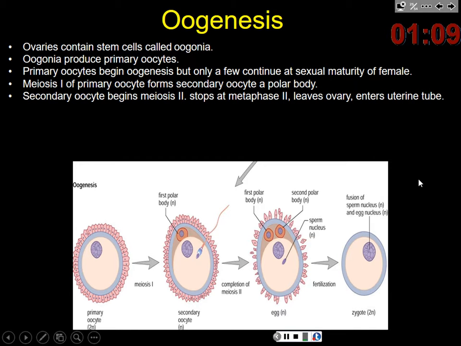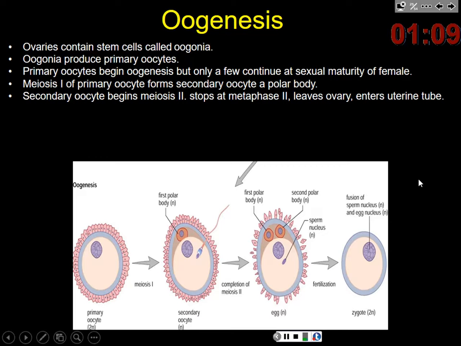The secondary oocyte begins meiosis II, but it stops at metaphase II and is ovulated. So that's when ovulation occurs. It's going to leave the ovary and enter the fallopian tubes.